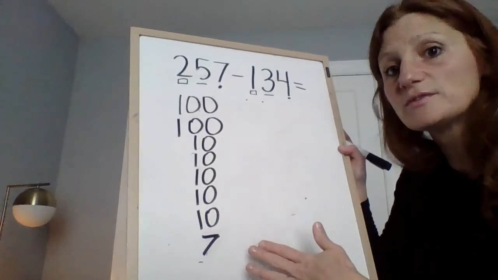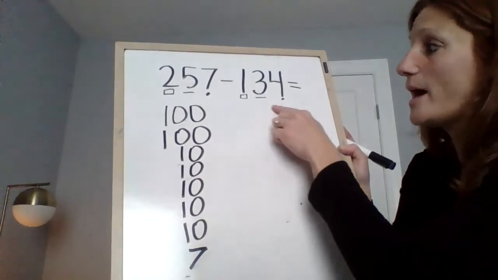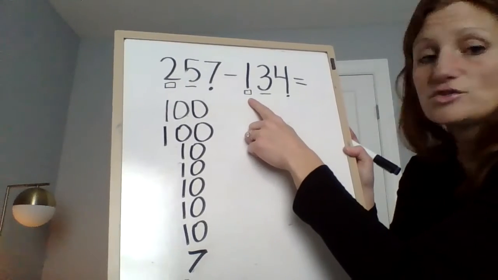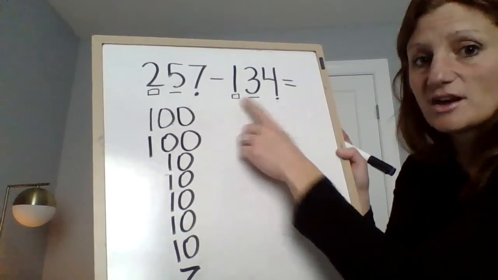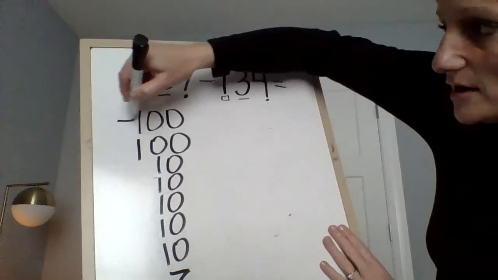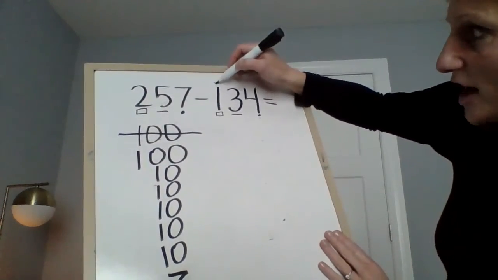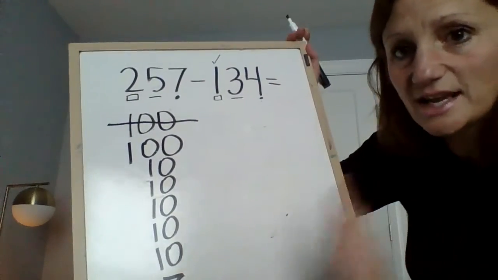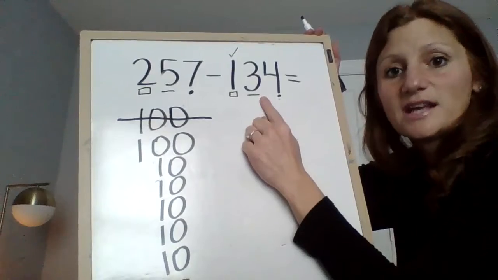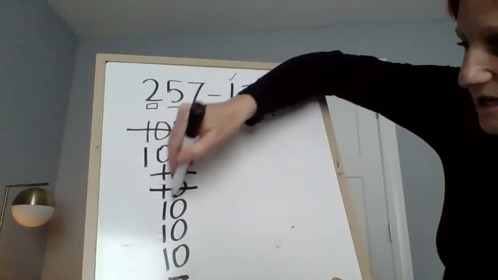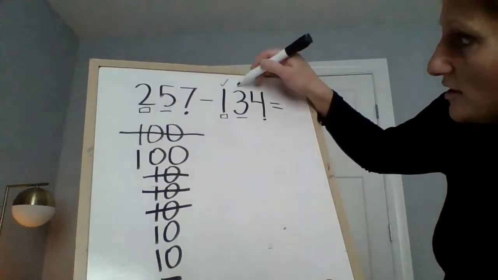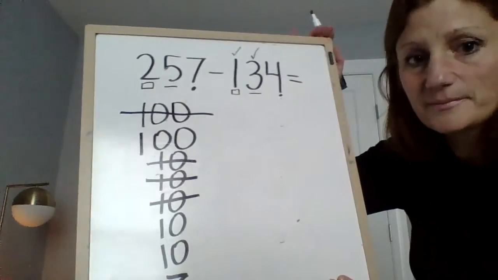So we have 257. Now we're going to take away 134. So first, I'm going to take away this 100. So I'm going to cross out 100. And I'm going to put a little check mark up here for myself. Okay, I've taken care of that part. Now I have to take away the 30. 10, 20, 30. Because 30 is really 3 tens, isn't it?